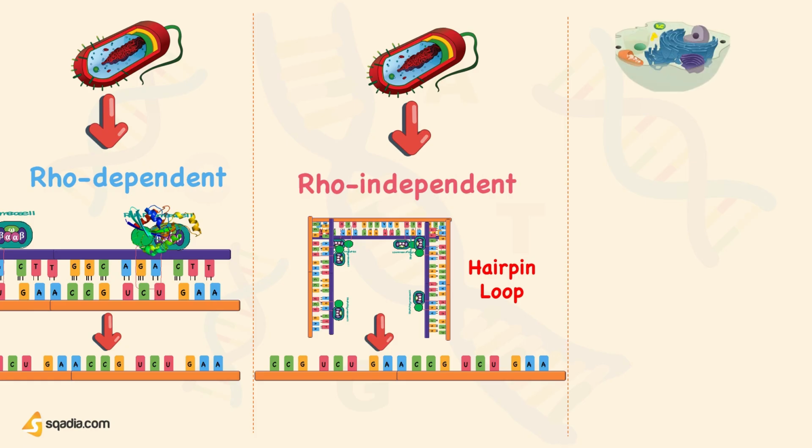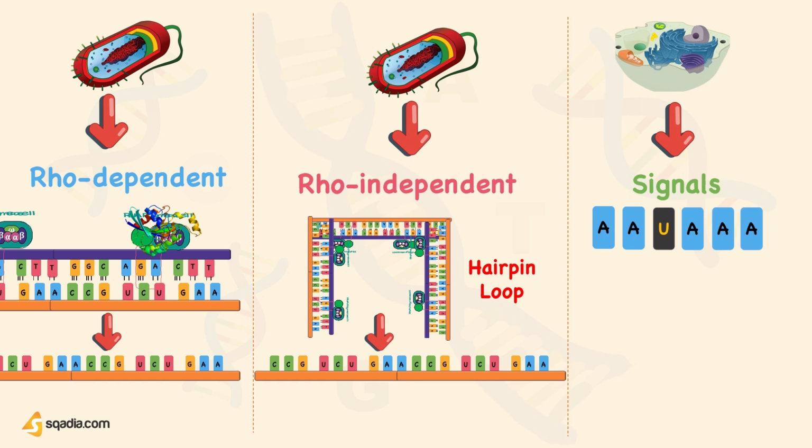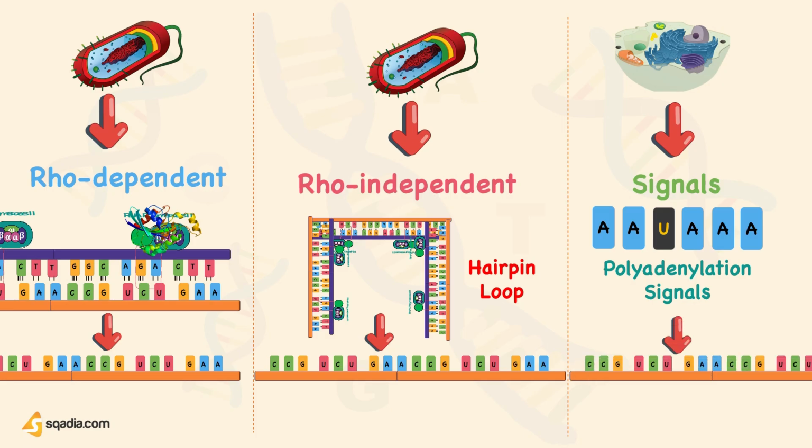Now in eukaryotic cells, termination occurs through signals. What happens is that when a DNA template is being transcribed, there is a specific sequence that it reaches. That sequence is A, U, A. This sequence is known as a polyadenylation signal. This polyadenylation signal activates certain proteins that stop the process of transcription. The remaining formed RNA detaches from the DNA template.